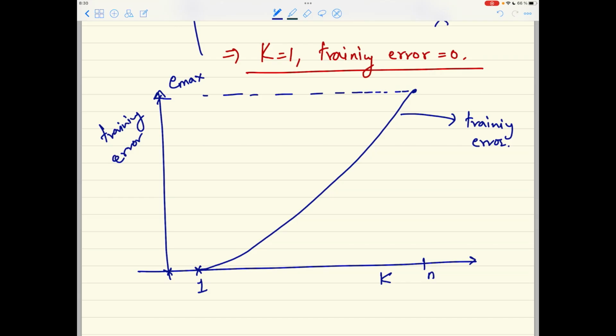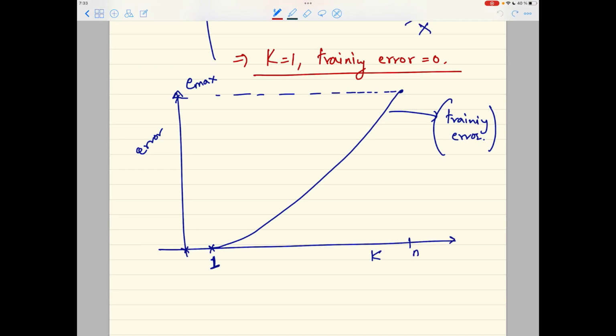I'll make a small correction here. This is the error and not just the training error. This is just error, and then we are computing this error on the training set, which results in the training error. So the training error decreases as k decreases. Although the value of the training error at k equal to 1 is 0, we won't be using this value for any of our computations, because at this value of k, we would be overfitting the training data set.